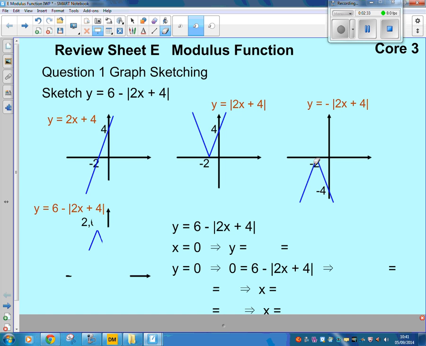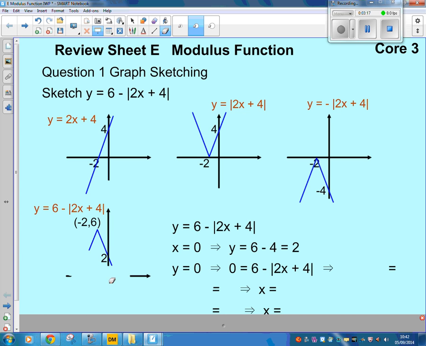Now, we need to mark certain key points on. This one's easy, minus 2, 0, move it up 6, we'll go to minus 2, 6. But we also need to know where it's going to cut some axes. Well, minus 4, move it up 6, will go up to 2, so it will cut the y-axis at 2. You can also check that when x is 0, y is 6 minus the modulus of 2 lots of 0 plus 4. Well, the modulus of 4 is 4, so it's 6 minus 4, which is equal to 2. Just putting 0 in here, you're going to get y is 2.